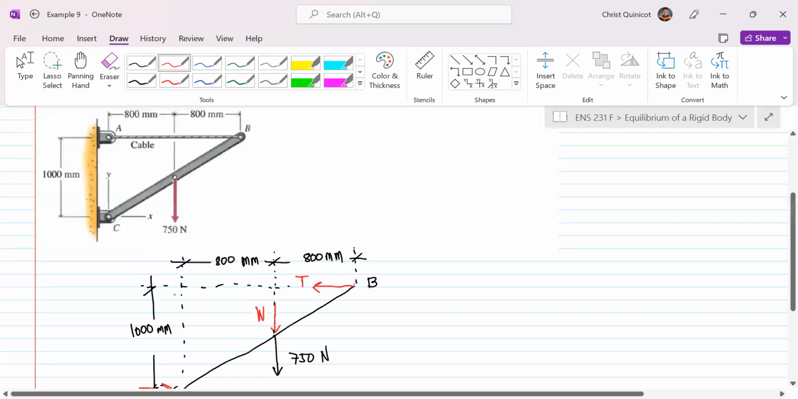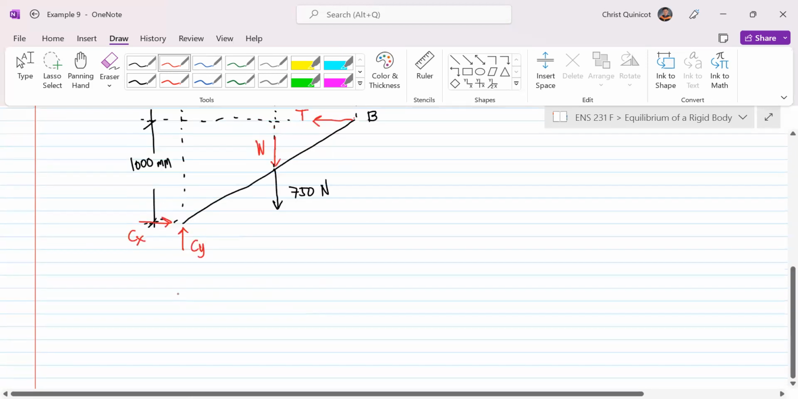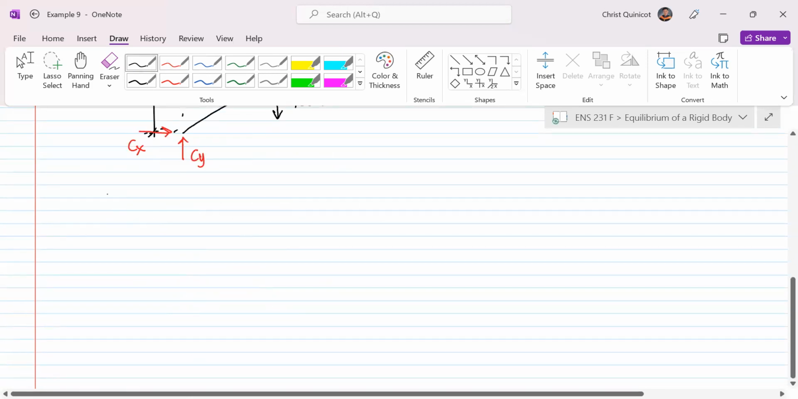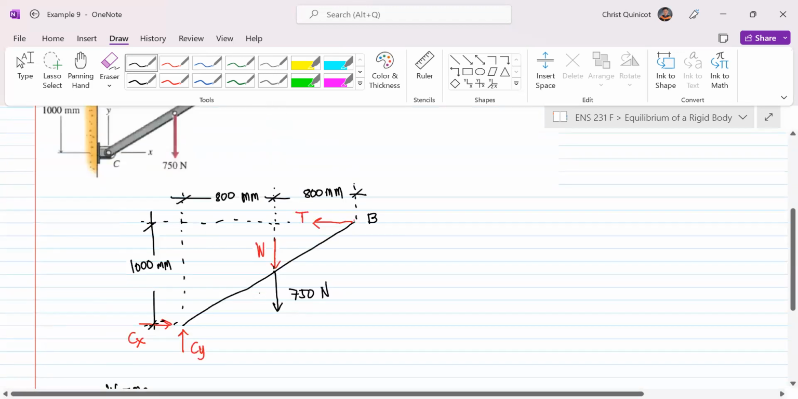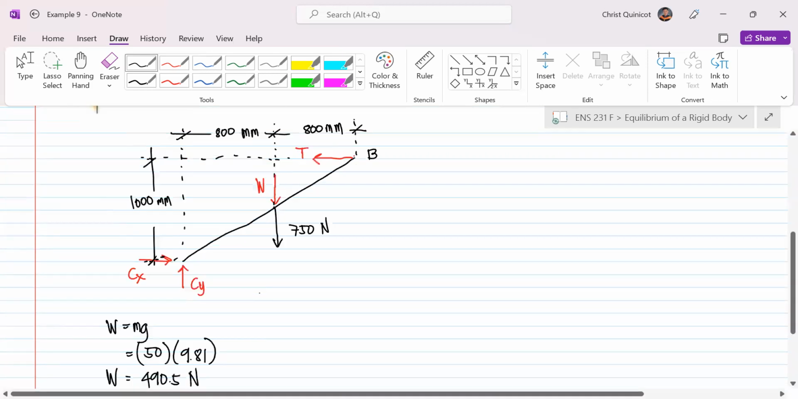So the other unknown would be our weight. This W is equal to mass times acceleration due to gravity. This is 50 kilograms times 9.81, so our weight is equal to 9.81 times 50, and that is 490.5 Newton.